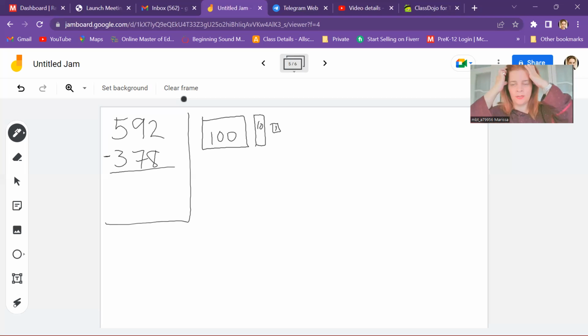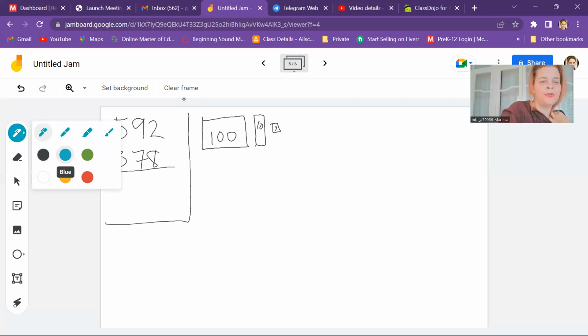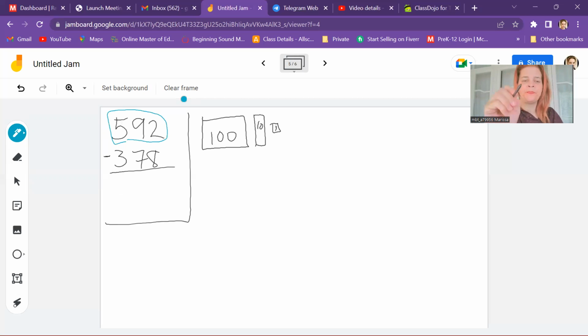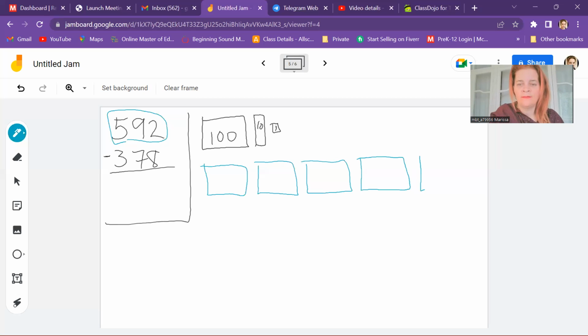So you're taking apart something. Okay? So we're going to put the 592, this one in blue. How many hundreds do you have? You have 500. So we're going to do 1, 2, 3, 4, 5. Is that 500s? Yes. How many tens? 9. Okay, so remember these are tens here, right? So we're just making our tens.